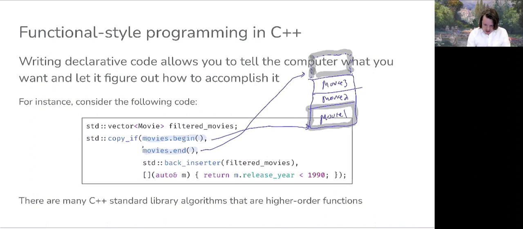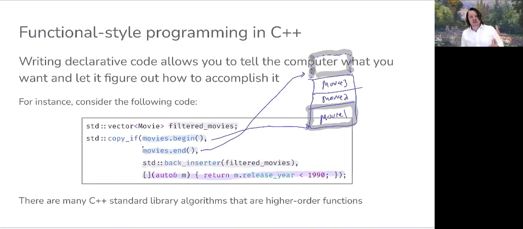Now, the next argument here, this standard library back inserter, is essentially where elements that meet some sort of criteria are going to go. They're going to be pushed back to our filtered movies vector. And then the final argument to copyIf is going to be the criteria, the if portion of this algorithm's name. We're going to perform this pushback to filtered movies only if the movie that's being evaluated in the sequence has a release year of less than 1990.